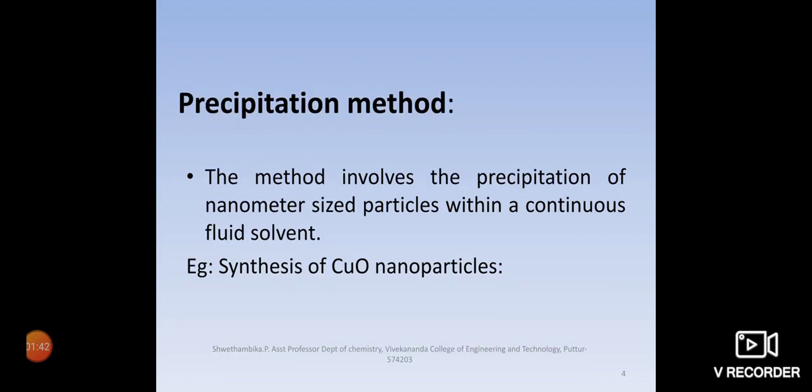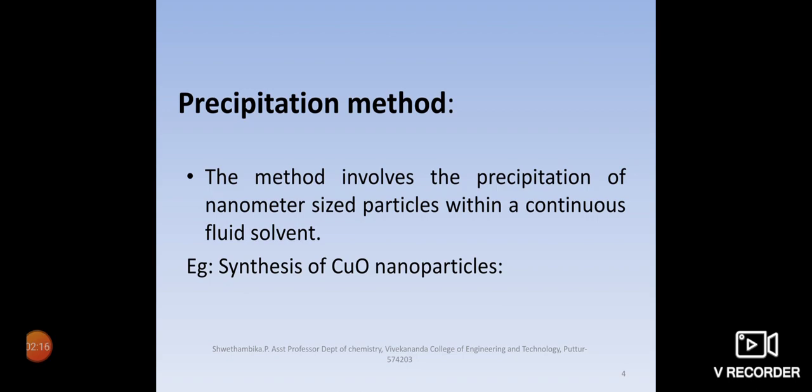So let us see in general, as a principle or outline, how we can describe a precipitation method. Any precipitation method would involve the precipitation of nanometer sized particles within a continuous fluid solvent. So we would be taking a fluid system, we make the particles settle and we call it precipitation. So precipitation method could be explained in general, like how I told in the introduction part.